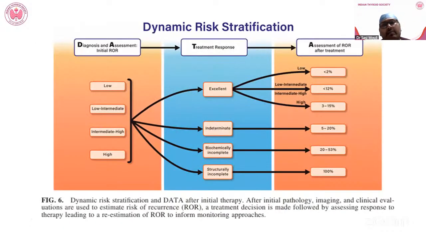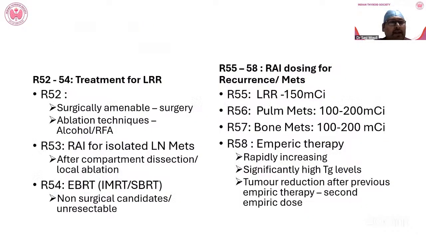Now, this is the data for dynamic risk stratification. We see that there is an excellent response. Then you again categorize depending on the previous one: low, low, intermediate to high, and then you assess the risk of recurrence in each. According to the indeterminate category, it comes to 5 to 20. As it increases, the risk of recurrence is higher.